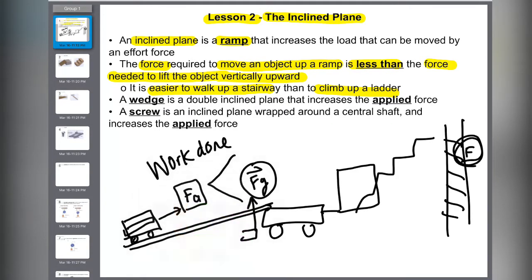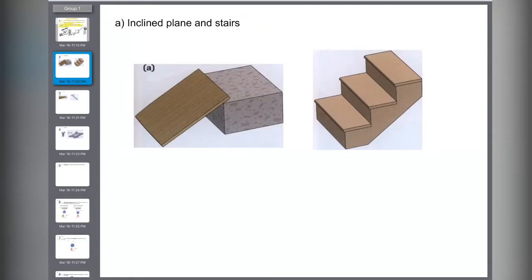By taking advantage of that, we build these things called a wedge. A wedge is basically a double inclined plane that can increase the applied force. That's why the doorstop is powerful, because it's taking advantage of an inclined plane. A screw is an inclined plane that is wrapped around a central shaft, and therefore it can also be really strong and hold your wood pieces together.